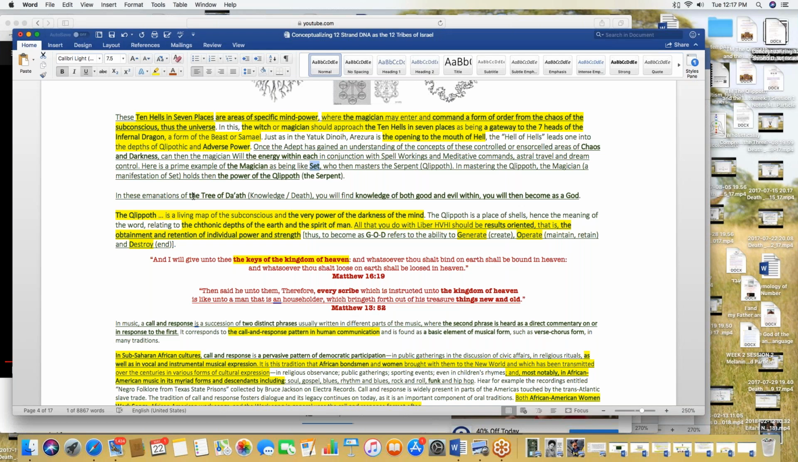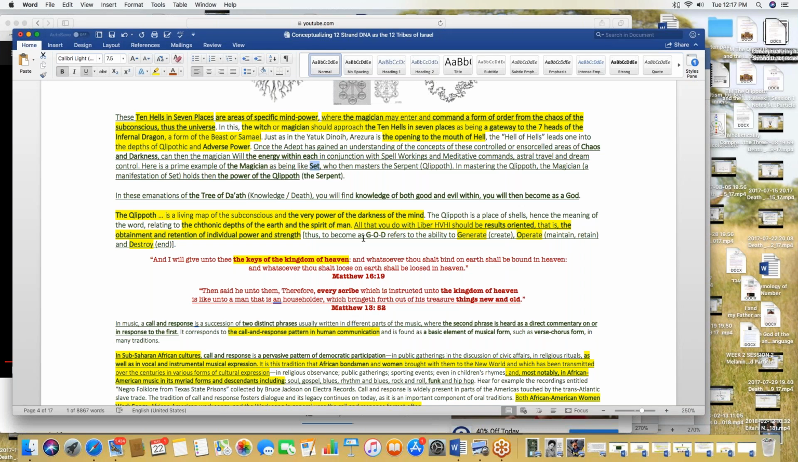The Kalipoth is a living map of the subconscious and the very power of the darkness. They say the mind here, but it's consciousness. The Kalipoth is a place of shells, hence the meaning of the word, relating again to the chthonic depths of the earth and the spirit of man.